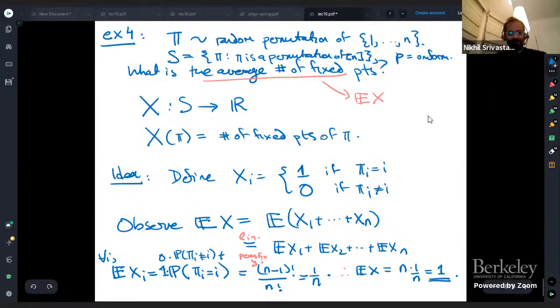So really the fact we're using is that X is equal to the sum of the X_i's. The total number of fixed points is the same as saying, I get a 1 point for each fixed point, and then I add up all those points.